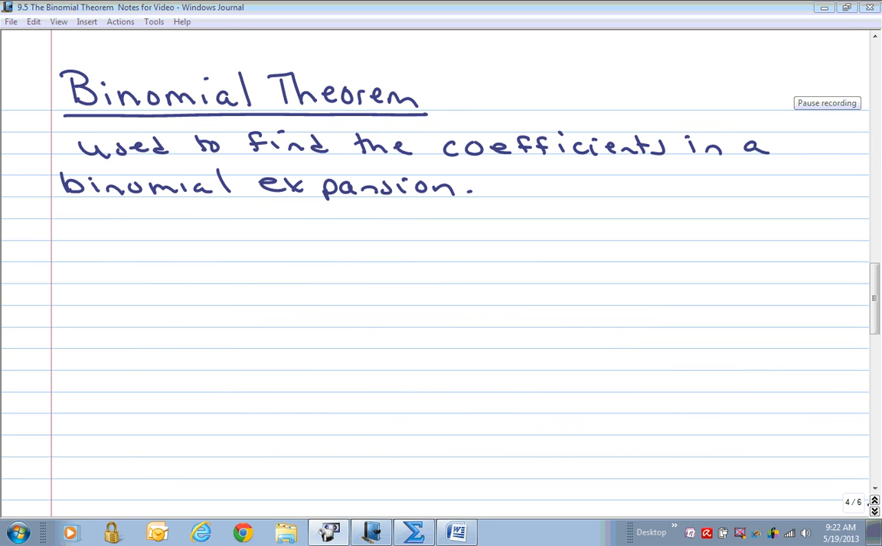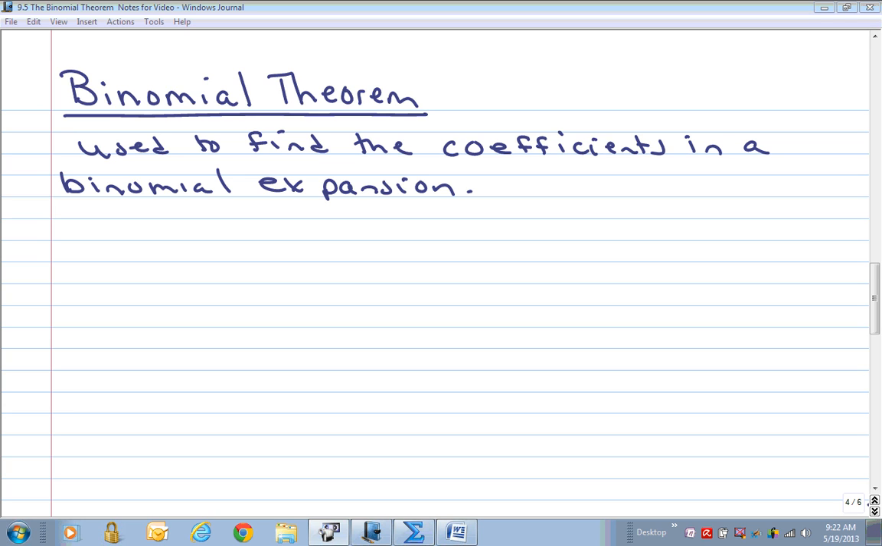All right, let's talk a little bit about the binomial theorem. And this is something that you will have to know for your assessment. You will have to know this. I'm not going to have it written down anywhere for you. You do need to know this. The binomial theorem is used to find the coefficients in a binomial expansion. In other words, those numbers in front of each term in our expansion.